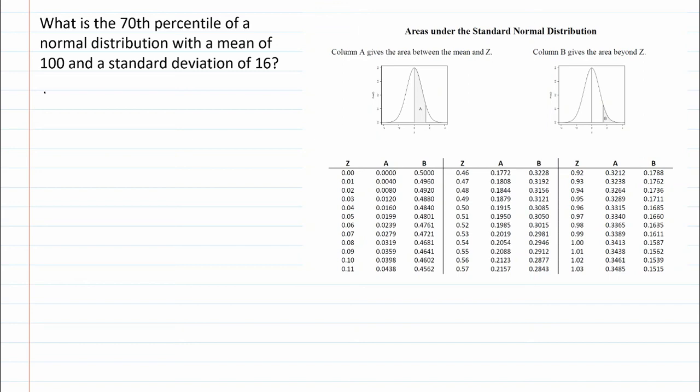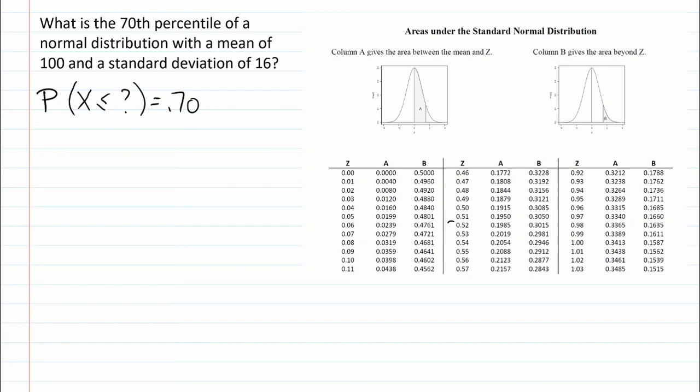So what I'm trying to find is the value of x, right? I want to find the value of x that has 70% of the observations below it. Now again, the table gives us values from a standard normal distribution, so I'm going to have to use the table to find a value of z and then apply a linear transformation to put the result onto the scale of x, which is a distribution that has a mean of 100 and a standard deviation of 16. So if I look at my table, I want to find the value of z that has a probability of 0.7 below it.